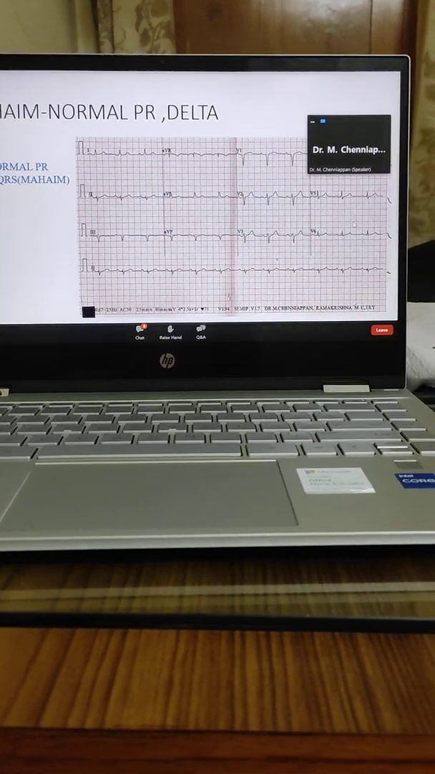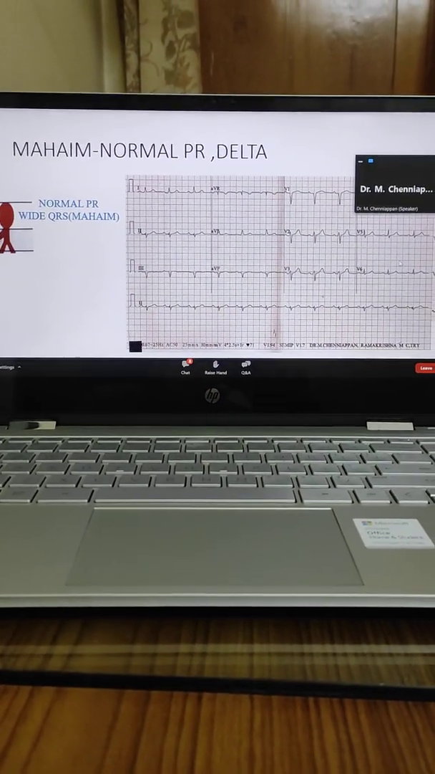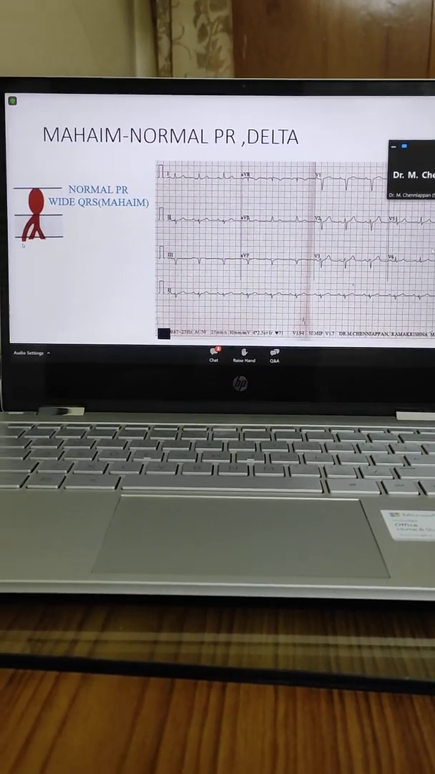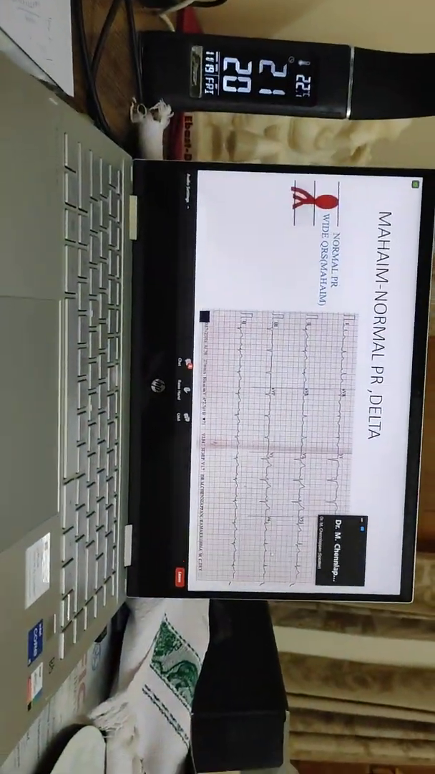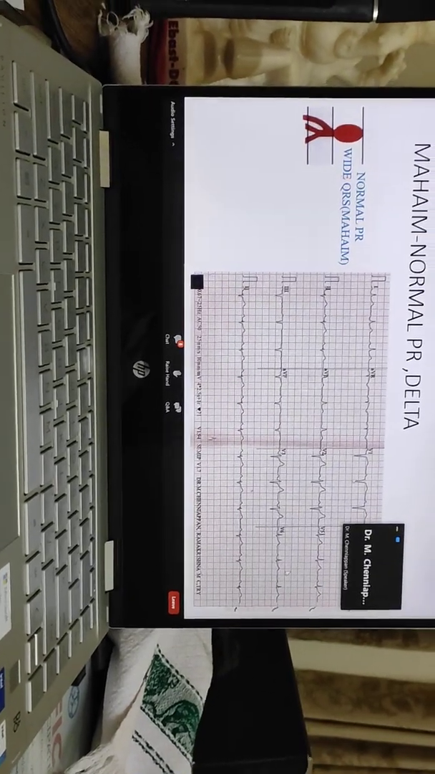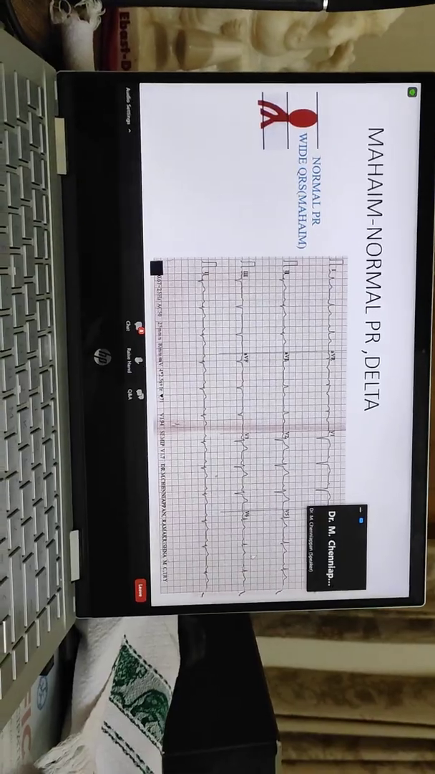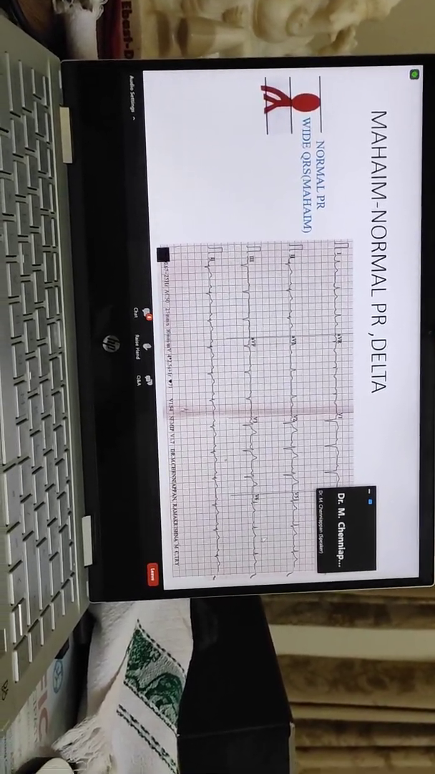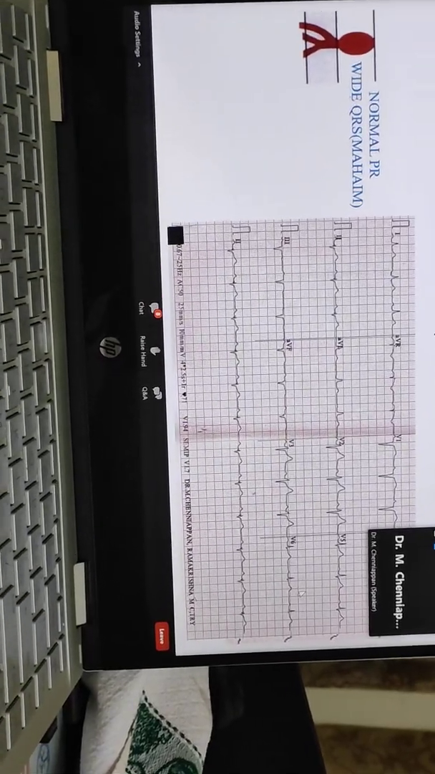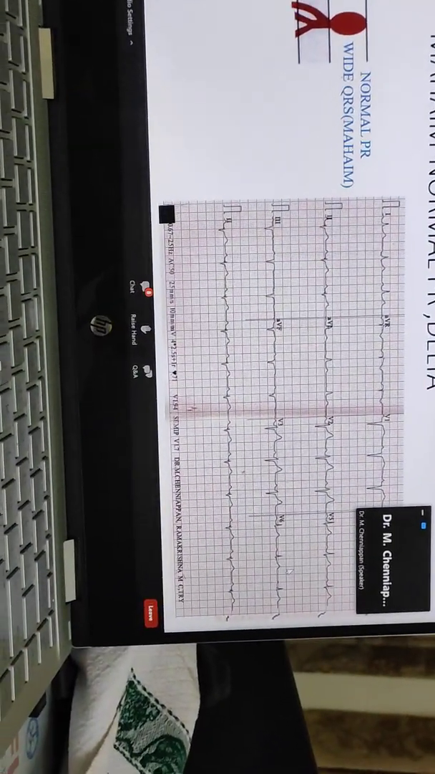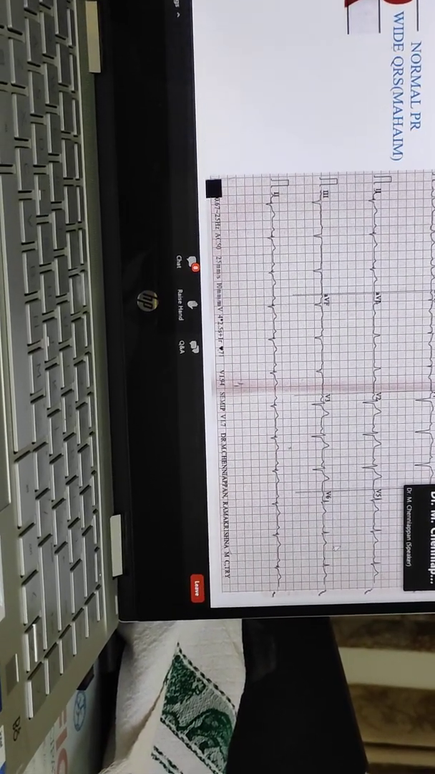Then Mahaim fiber is the one which is not going to bypass the AV node, but subsequently the impulse is going to go through the accessory pathway to pre-excite the ventricle through the muscle. So what will happen is you may have a normal PR interval, but your initial portion of the QRS may be slurred. As you can see nicely here, the PR interval is normal and the initial portion of the QRS is slurred, which tells us that the AV node is not bypassed, but nevertheless the initial portion of the QRS is happening through the muscle because of the pre-excitation by the Mahaim fiber. So this can be due to Mahaim fiber conduction.